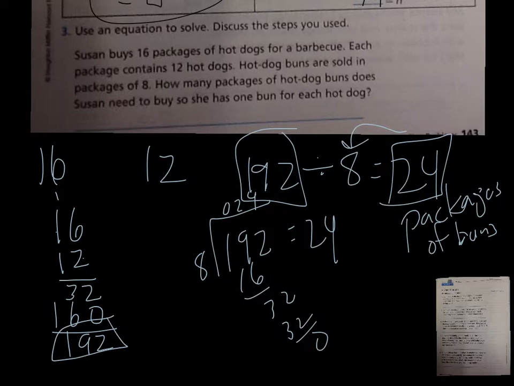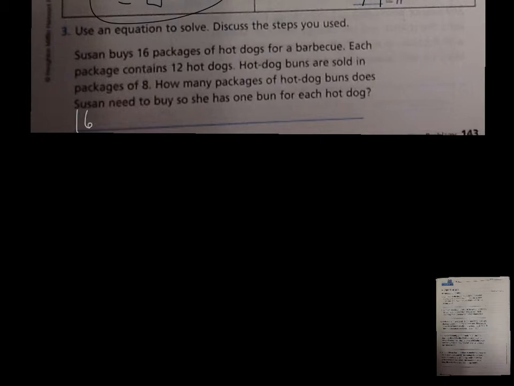Alright, so a way you could write that is like this: 16 times 12, divided by 8 equals, we'll say H for hot dog buns. And then we found that H equaled 24 packages. Okay, so you need 24 packages.